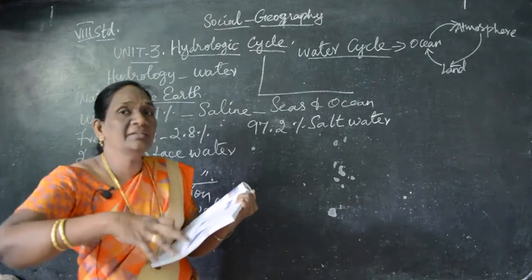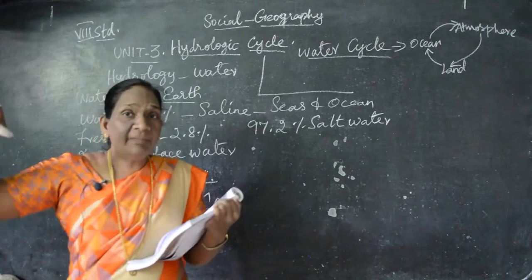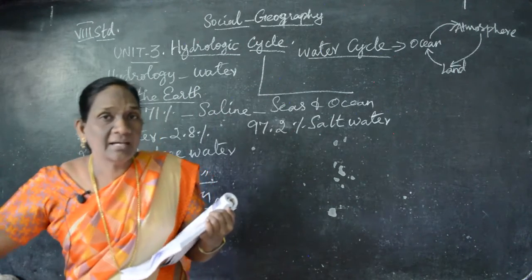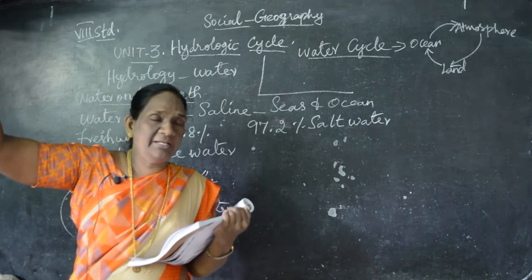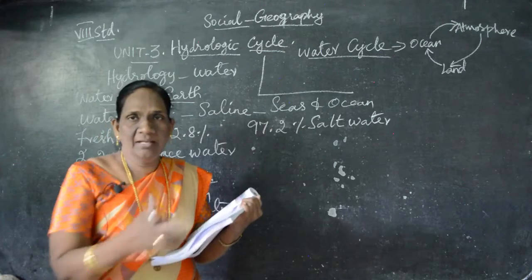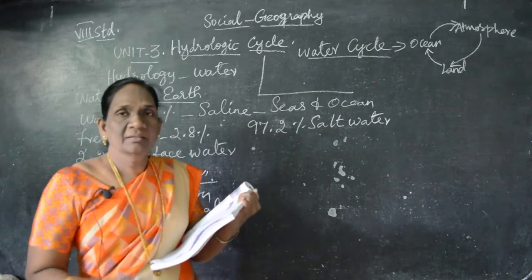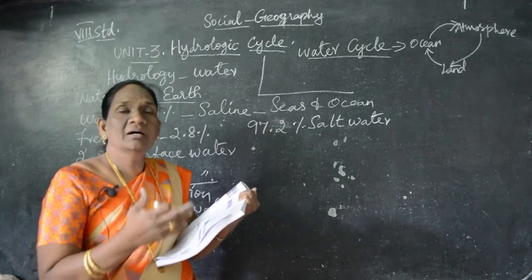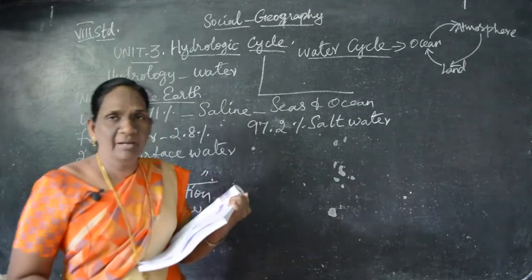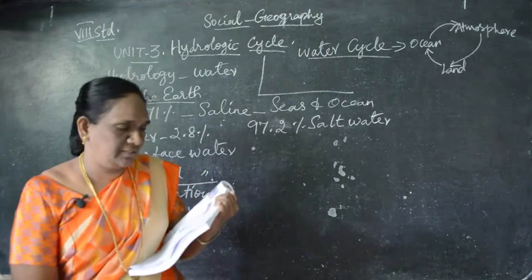From the surface of land, water evaporates, you can say evaporation. From plants, natural vegetation, plants and trees, water evaporates from them, and that is called transpiration. From land, the water is evaporated, that is called evaporation. From land the water changes into gaseous form, that is water vapor, that change is evaporation. The change from plants and trees is transpiration.